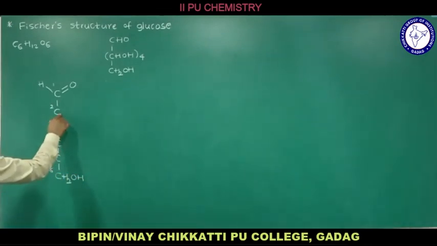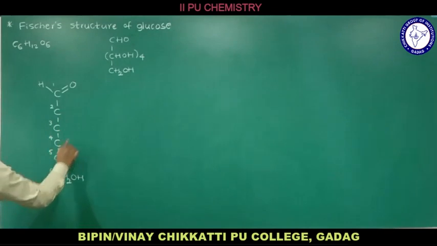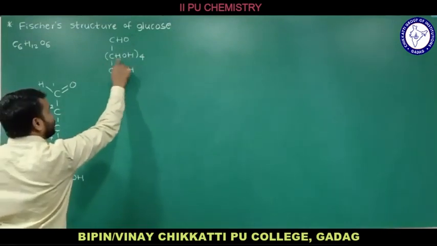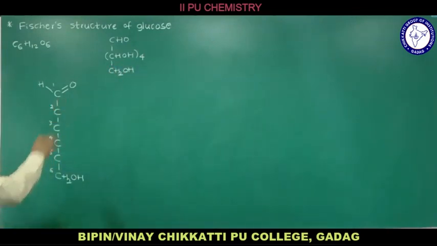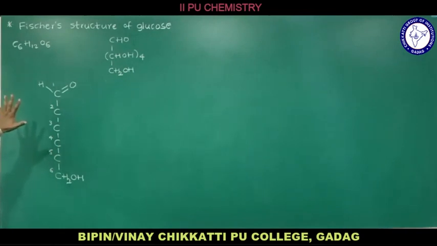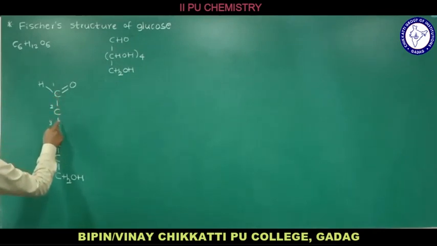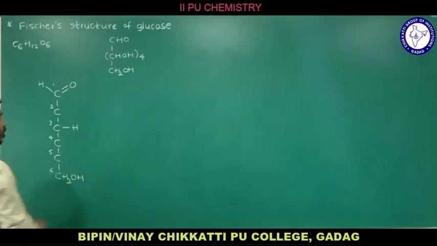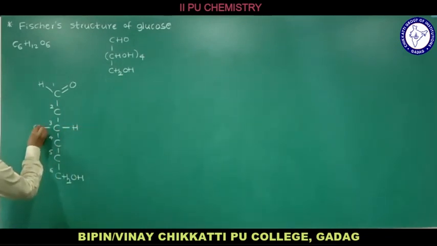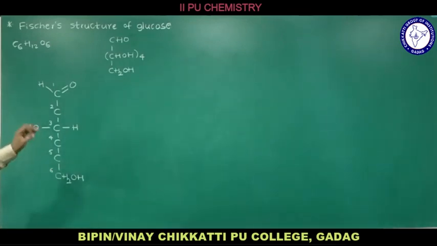In between we have 4 carbons, 1, 2, 3, 4, and the arrangement is CHOH, meaning we have hydrogen as well as the OH group, 4 of them here. What Fischer's rule says is that you have to see carbon number 3. On carbon number 3, hydrogen is on the right side and OH is on the left side. This is very important, you need to know. I repeat, in the Fischer structure, on carbon number 3 hydrogen is on the right side and OH is on the left side.